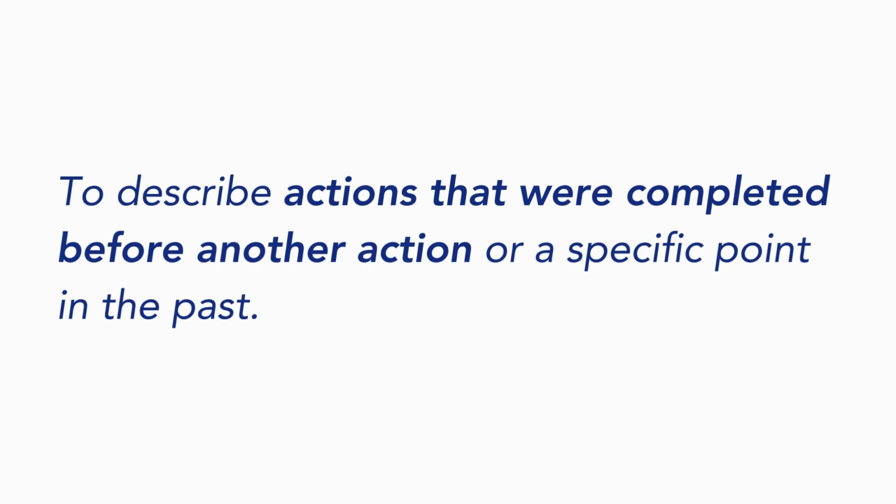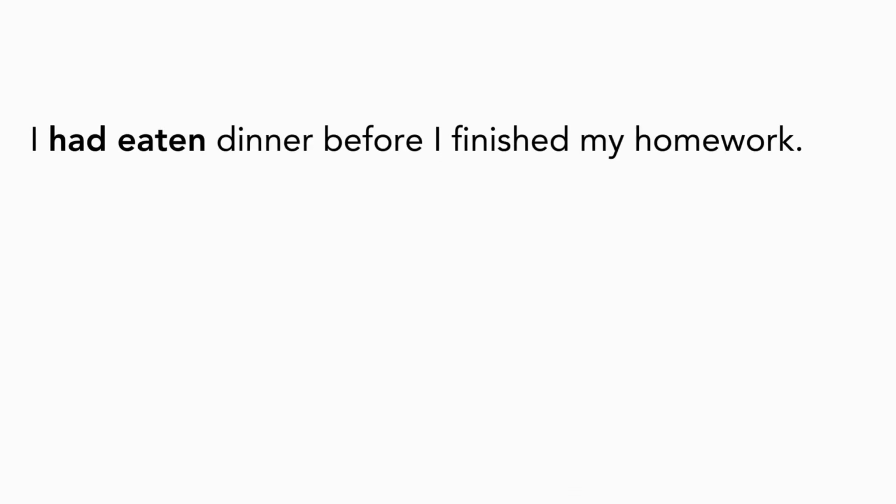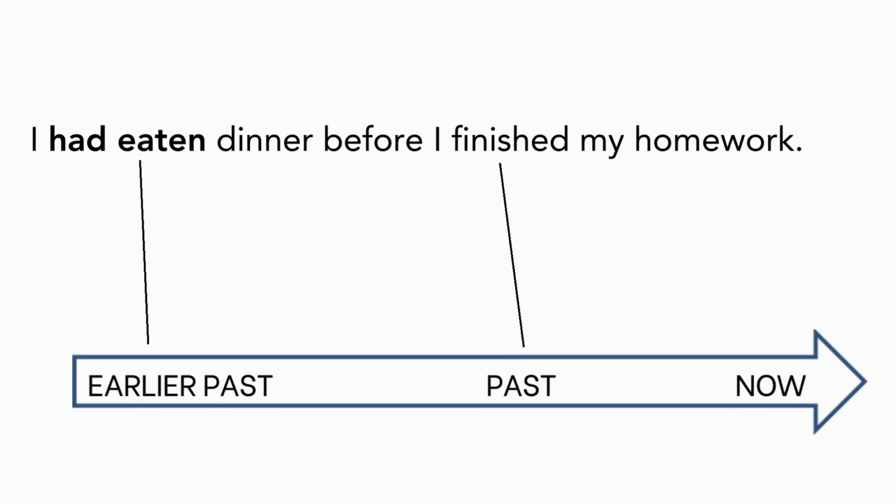It often appears alongside another past tense, such as the simple past tense, to show which of the two actions occurred earlier. For example, I had eaten dinner before I finished my homework. This sentence tells us that eating dinner happened before finishing homework. As shown in the timeline, we are already talking about the past which is finished and want to talk about an earlier past which is had eaten.